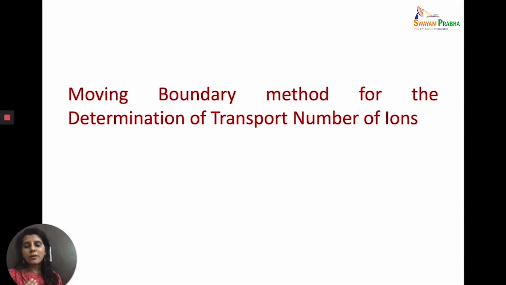Now, let's look at another method for the determination of transport number. I have already told you that there are various methods available for the determination of transport number. The two that are in your syllabus are Hittorf's method, which we have done in detail in the previous e-lecture, and we've taken a look at the two numericals again in this e-lecture. Now, in today's e-lecture, we will discuss another method, which is called the moving boundary method.